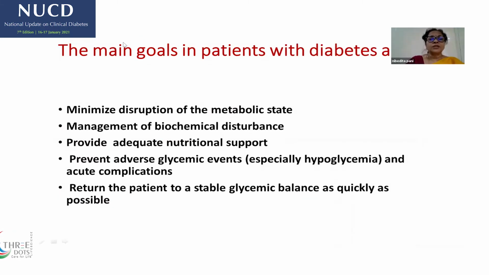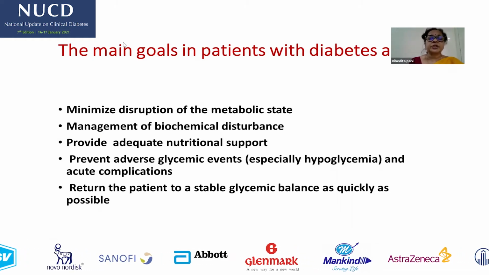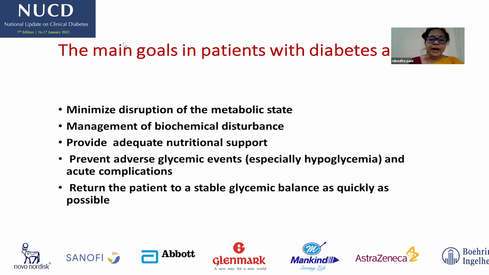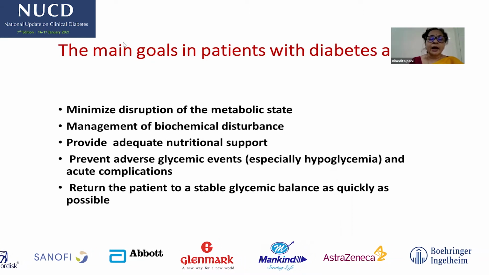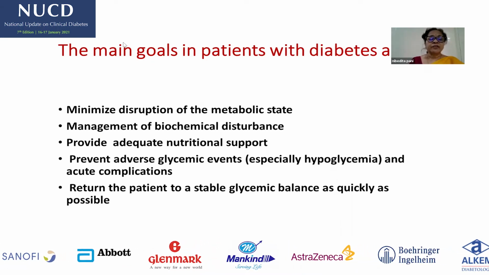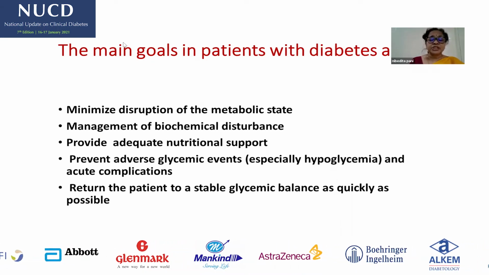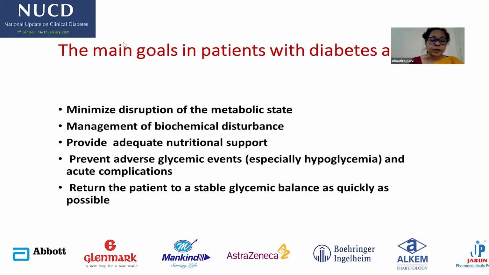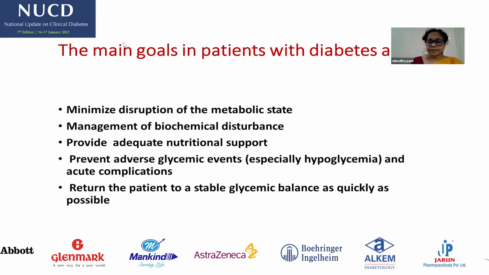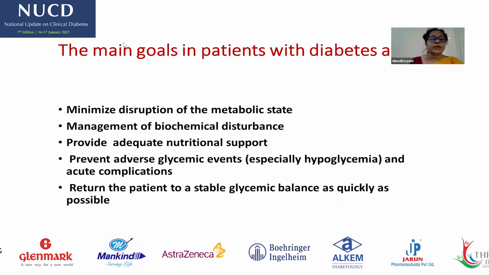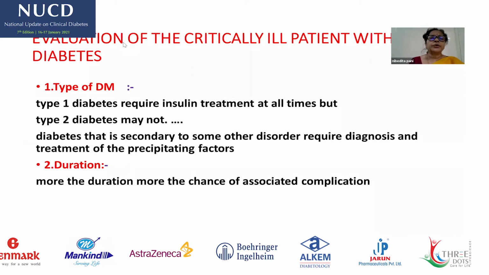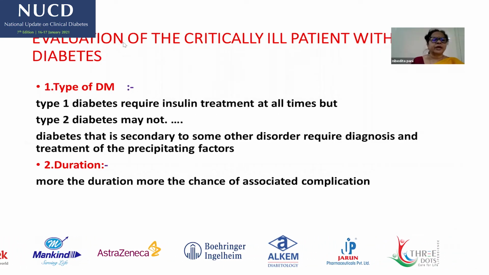The main goal, what should you do? For a patient with diabetes: first, minimize the disruption of the metabolic state, manage the biochemical disturbance, provide adequate nutrition support, prevent adverse glycemic events, especially hypoglycemia and acute complications, and return the patient to a stable glycemic balance as quickly as possible. How do you evaluate the critically ill patient with diabetes?